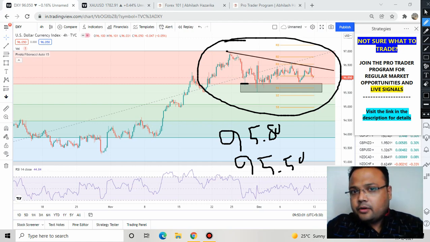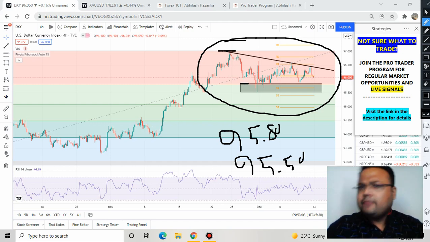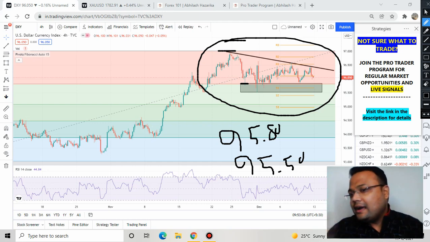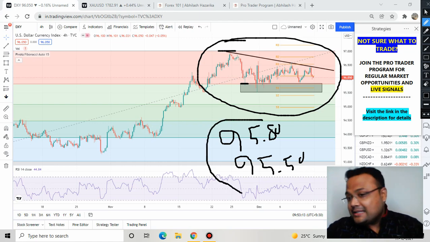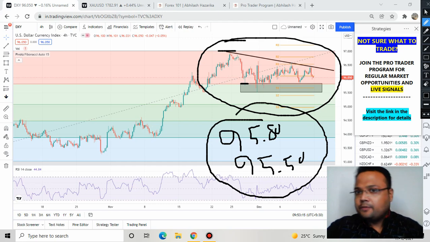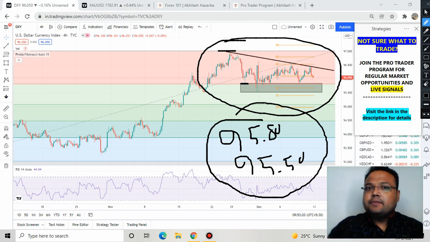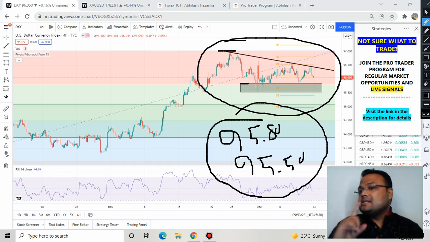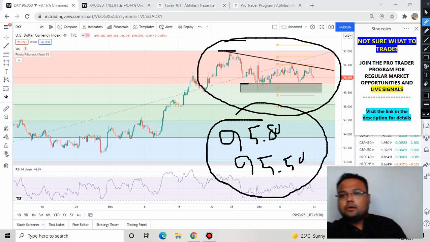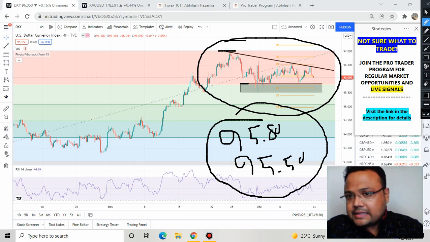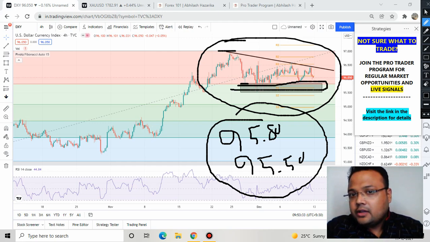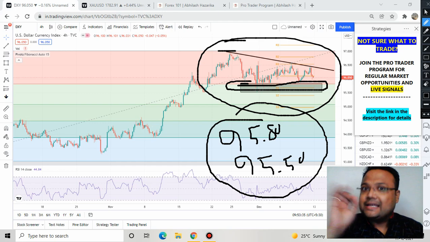Before DXY tries to fly, it will have to cross this trend line, and at the bottom 95.80 to 95.50 is acting as a strong support. Clear? So this is the overall structure of DXY. Keep in mind the present trend is sideways, but the overall structure of DXY is still towards the upside. Unless the market breaks the 95.50 level or this particular support zone, we will not consider that the trend of DXY has changed. Clear?